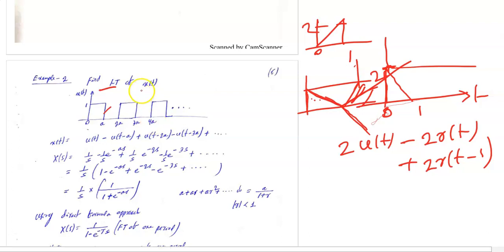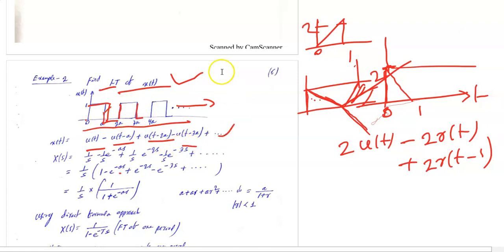Find the Laplace transform of x(t). All this manipulation you can practice; with practice only you can do much better. Then how can I write this pulse train? You can use this u(t), from which I subtract u(t minus a). Then again I launch u(t minus 2a), but here I subtract it to make it 0.